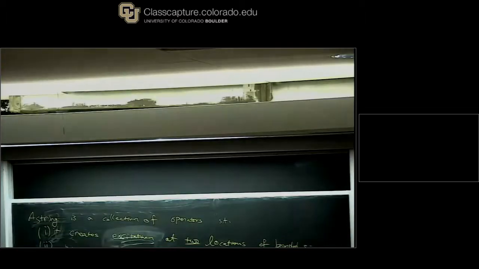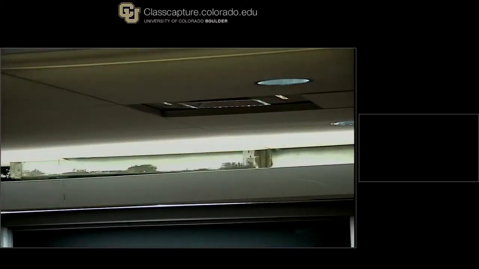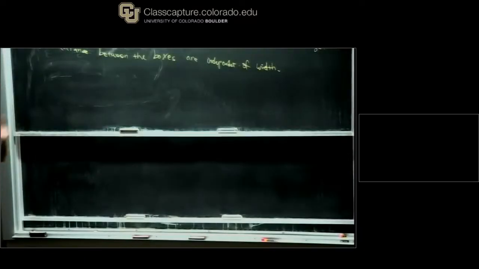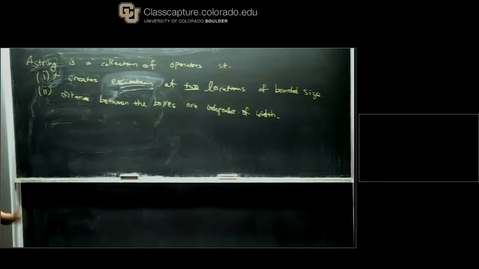And here's my criteria. The first one is that strings have two endpoints, which is natural. If you apply that string operator to your ground state, then it should create excitations at two locations, which would be the endpoints of my string. But I did not say anything about explicit geometry here. The second criterion is that the distance between the two excitations, the two boxes that enclose the excitations, can be arbitrarily large compared to the width of the support of the phi operator.